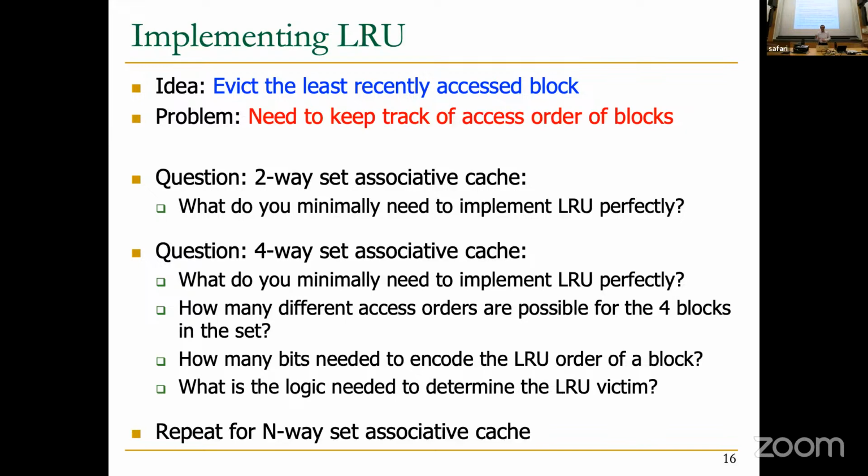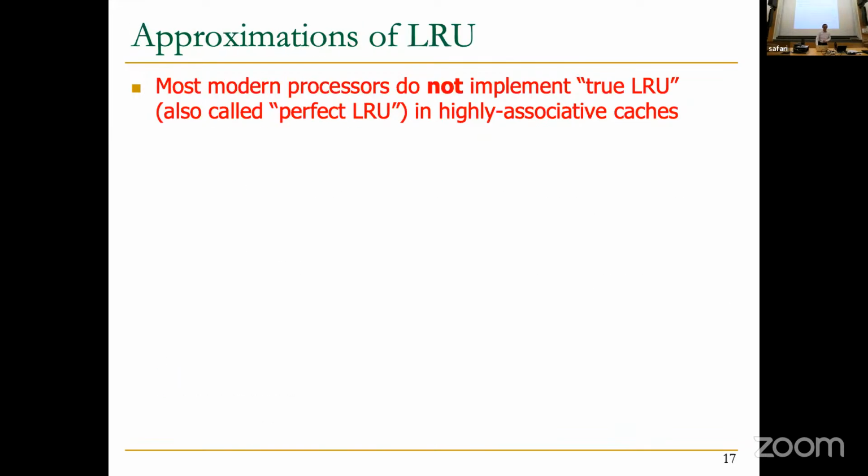And if you repeat this for an n-way associative cache, you get n factorial orderings, and the minimal number of bits that you need to represent n factorial is log 2 of n factorial. So this is why LRU is not scalable. That's why most modern processors do not implement true LRU, also called perfect LRU, in highly associative caches, because in some processors we have 128-way associative caches, for example. 64 is very common, 128 is less common, but it exists.